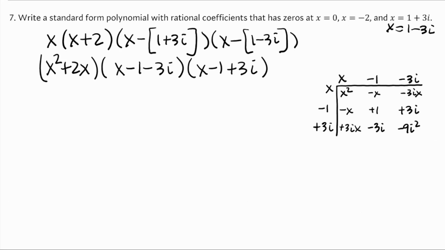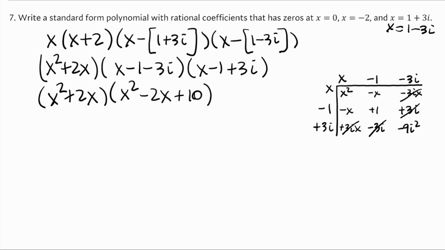Alright, there, I think that's better. So I've got x squared plus 2x times, alright, combining like terms, I've got x squared minus 2x. Okay, notice the negative 3ix and the plus 3ix cancel off. And same with the plus 3i minus 3i. And so I've got plus 1 plus 9, because negative 9i squared is negative 9 times negative 1, so that would be plus 10. And now I set up for a little bit more multiplication. x squared minus 2x plus 10 multiplied by x squared plus 2x.